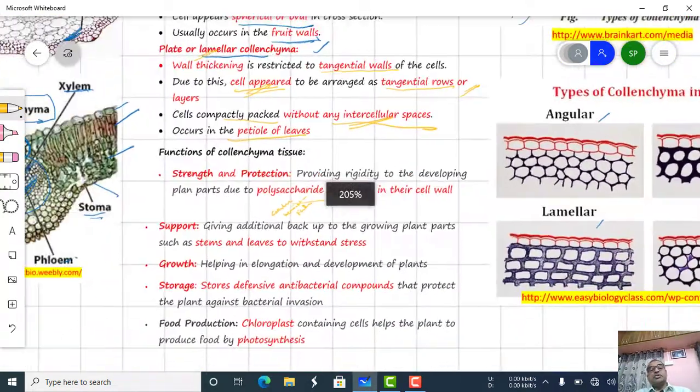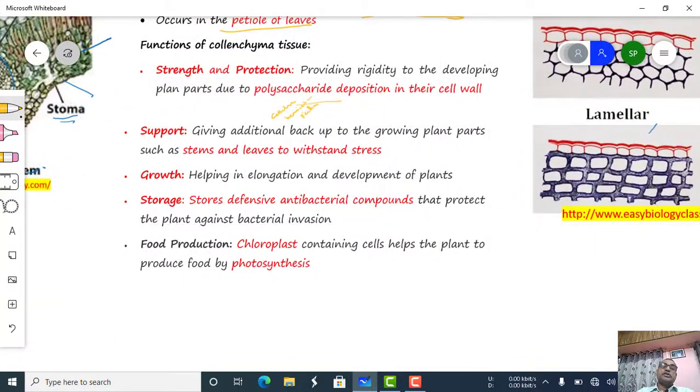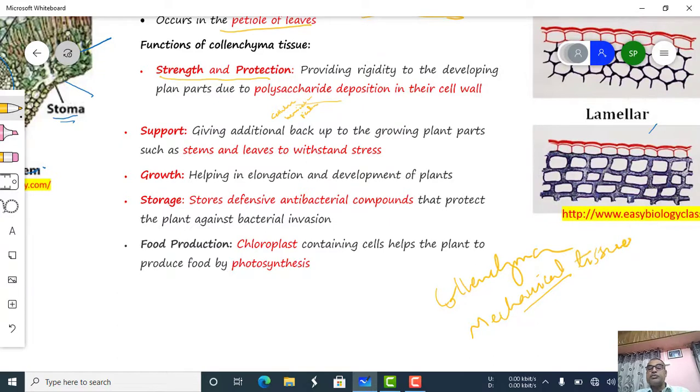Just see the functions of the collenchyma tissue. First function is strength and protection. Even though collenchyma is a simple permanent tissue, it is generally considered a mechanical tissue. And what is mechanical tissue? The mechanical tissue is that tissue which provides mechanical support to the plant organ or the plant itself. So strength and protection is the first function.